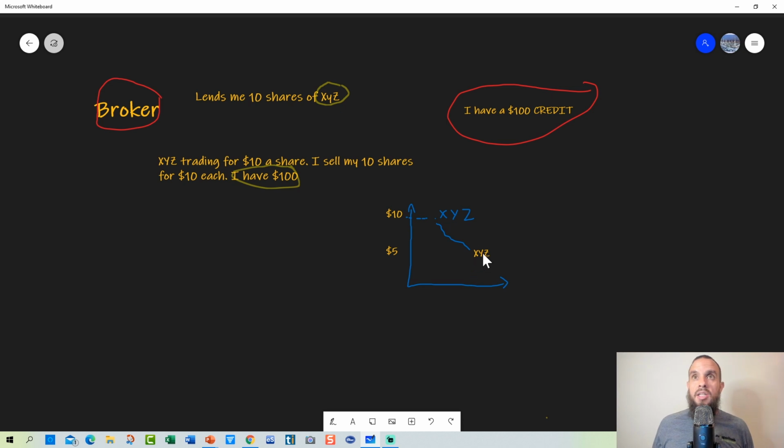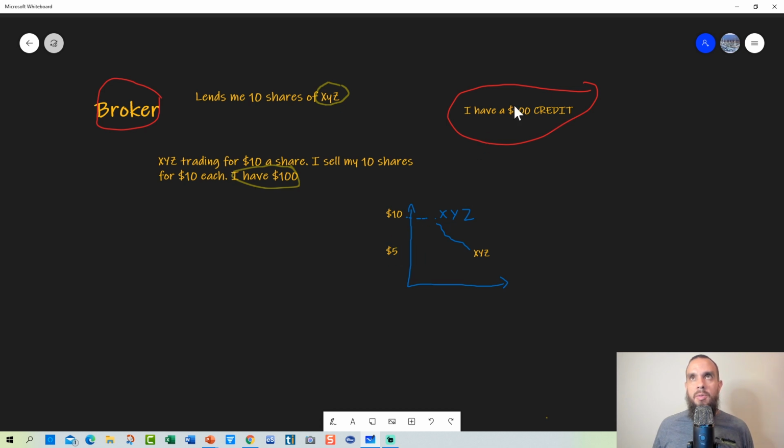So now XYZ is trading for $5 a share. So this was the price that I wanted. This is the price that I was looking for. So now I owe my broker 10 shares. I don't owe him any money. There's no cash value. I have to give him back 10 shares.